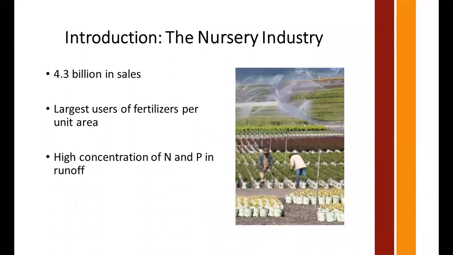Okay, introduction. First I'll go over some introductory information about the nursery industry. The United States nursery industry has about $4.3 billion in sales annually, and they are the largest users of fertilizers per unit area in the agricultural sector. And due to this high use of fertilizers, there is a high concentration of nitrogen and phosphorus in the runoff leaving the nurseries.